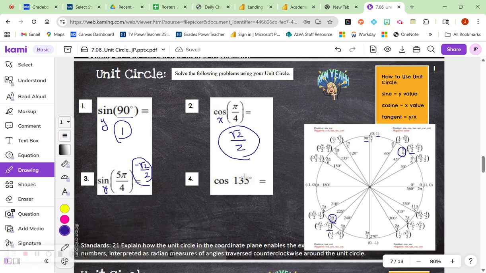In number 4, they're asking us for the cosine at the angle 135 degrees, so this time they're giving us the angle in degrees. Cosine is the x value. So we find 135 on the unit circle, and we only give them the x value, which would be negative square root of 2 over 2. So sine is y, cosine is x, tangent is a little bit harder because it's y over x, and we'll probably do a tangent in one of our example problems.